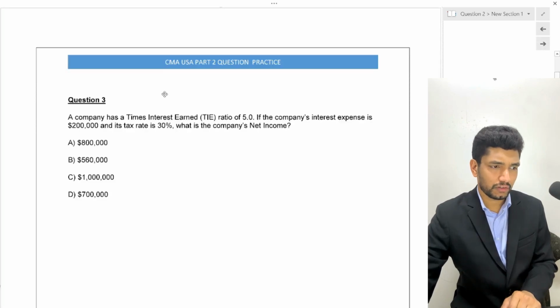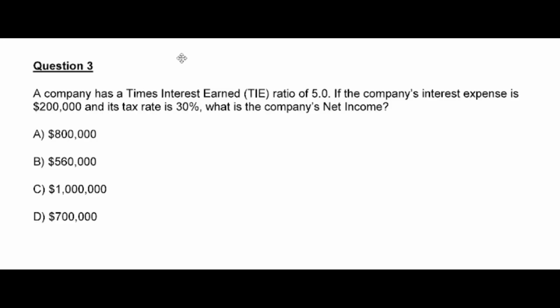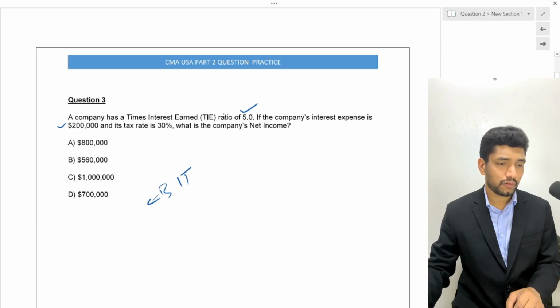So let's move to question number 3. A company has a times interest earned of 5. If the company's interest expense is 200,000 and the tax rate is 30%, what is the company's net income? This is a little tricky question. In this question, we have to calculate the net income. What information is given? The first is times interest earned and the interest expense. So we can calculate EBIT from this: 5 times 200,000, that is 1 million, is the EBIT in this case.